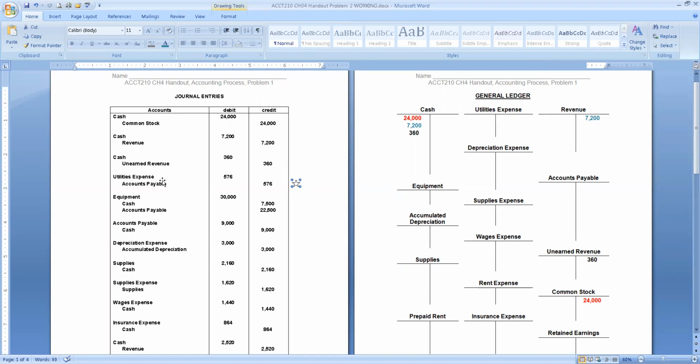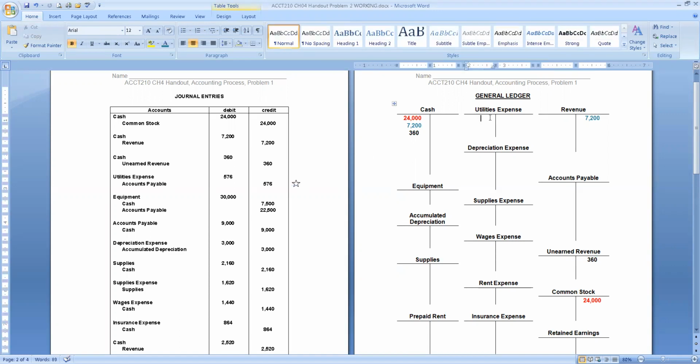Okay, the fourth one is utilities expense, $176. Let's make that one orange. And accounts payable is 576.